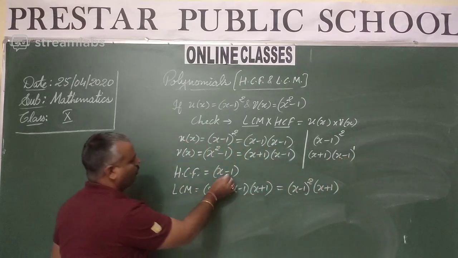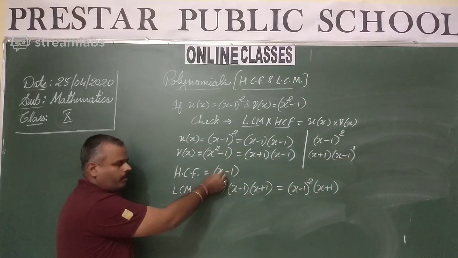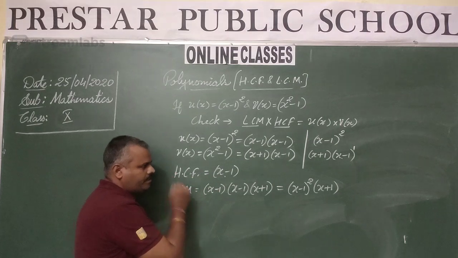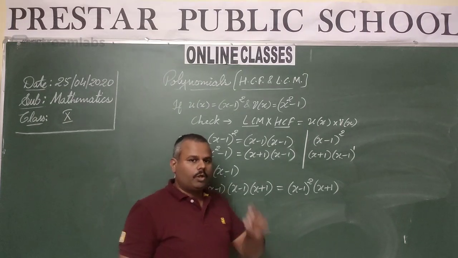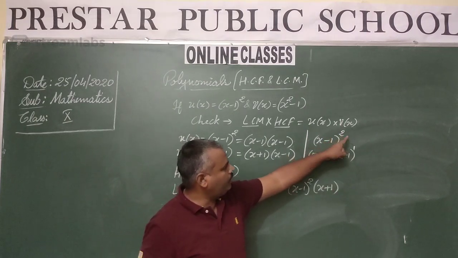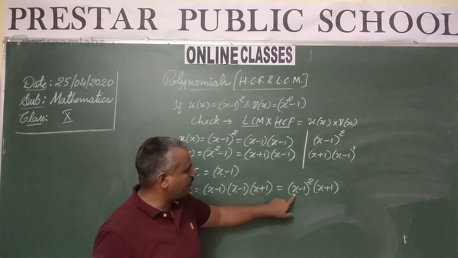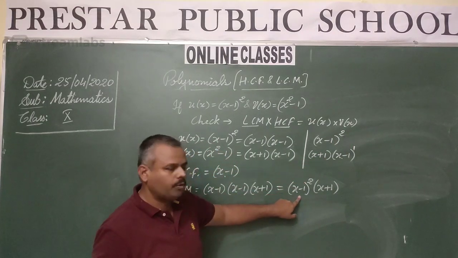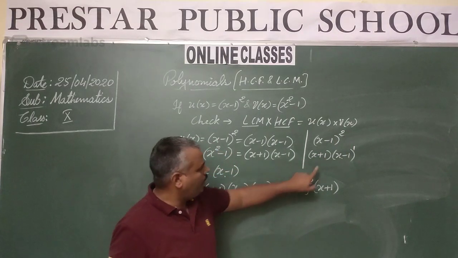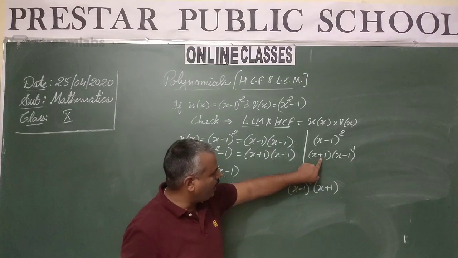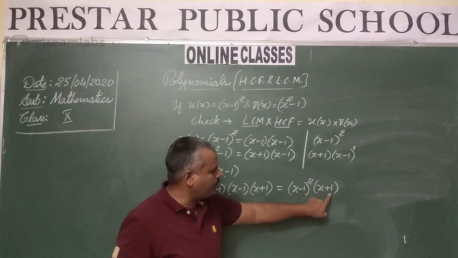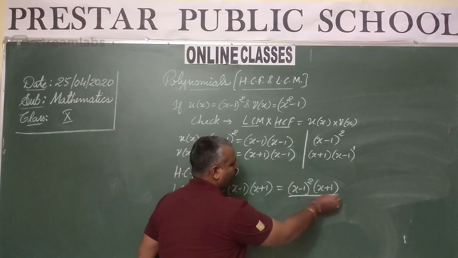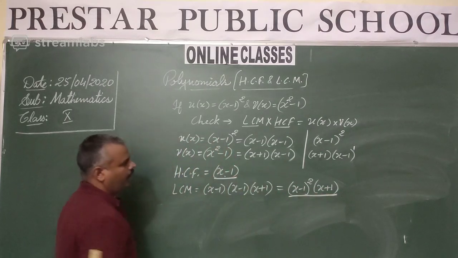So we are going to take x minus 1 raised to the power 1 as the HCF. And in LCM, for the common factor, we take the greater power of it. So it is x minus 1 raised to the power 2 in the LCM, along with the remaining factor, that is x plus 1. So this is our LCM, this is the HCF.